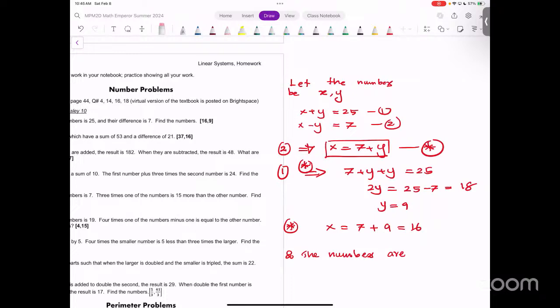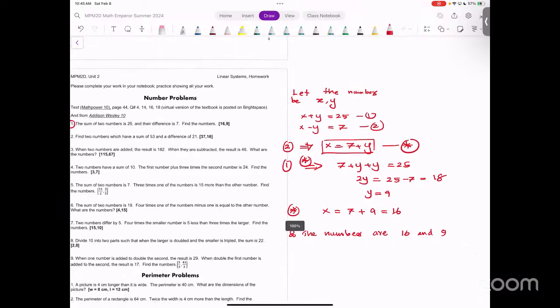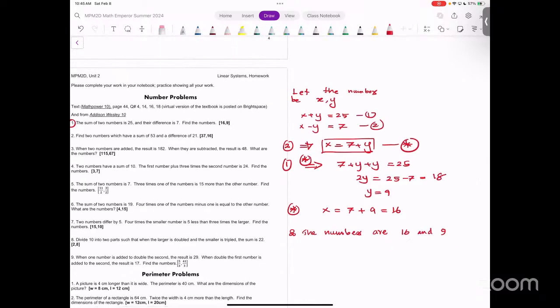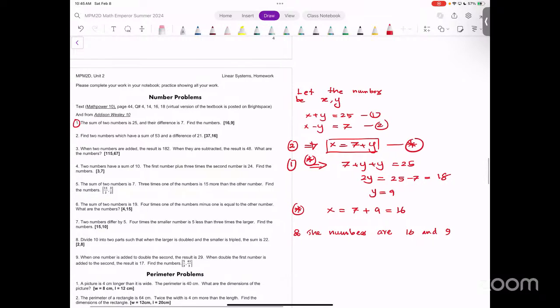Make sense? 16 and 9. Are you guys following that? Yeah. Okay. So can you guys do the full steps to number 3? Show the full steps to do number 3.